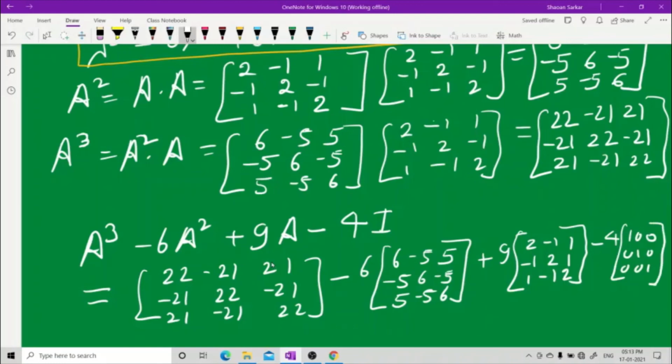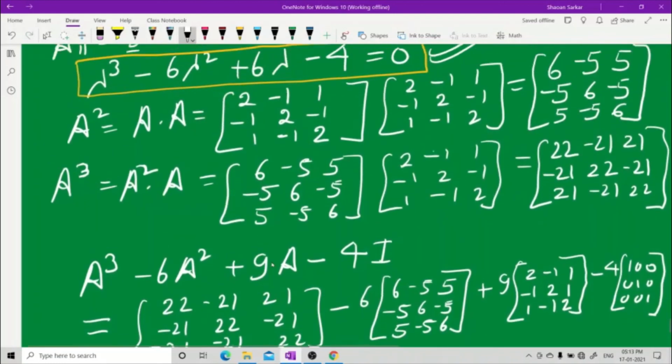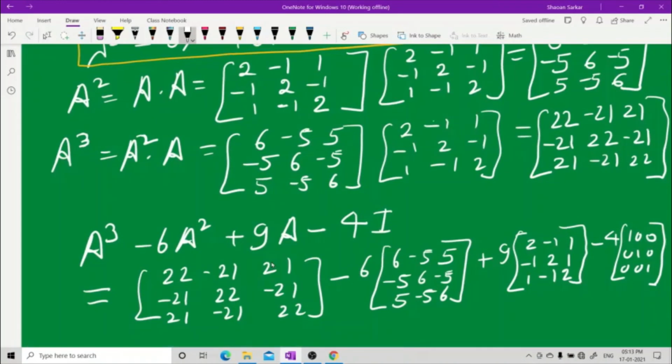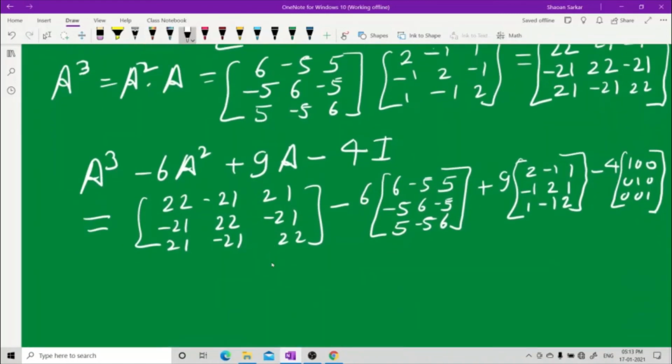In this matrix, I have to show this is 0, 0, 0. See how? Now this is 22 minus 36 plus 18 and minus 4. See how it is: 22 minus 36 plus 18 minus 4.